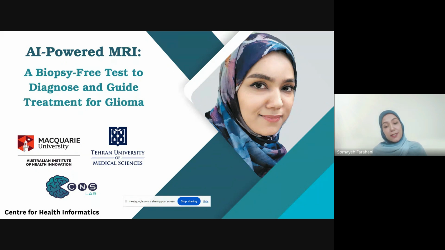Over the course of this session, we'll explore how we developed a foundation-based deep learning model to predict key molecular markers in gliomas from MRI scans. I want to show you not only what we did, but why it matters for neuro-oncology. Before we dive in, if you have any questions, please drop them in the chat. I'll come back to them at the end. All right, let's get started.